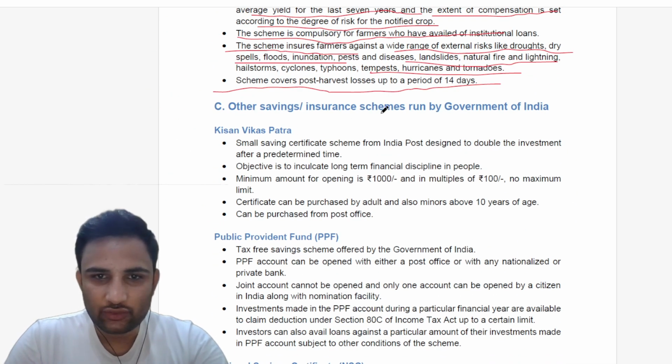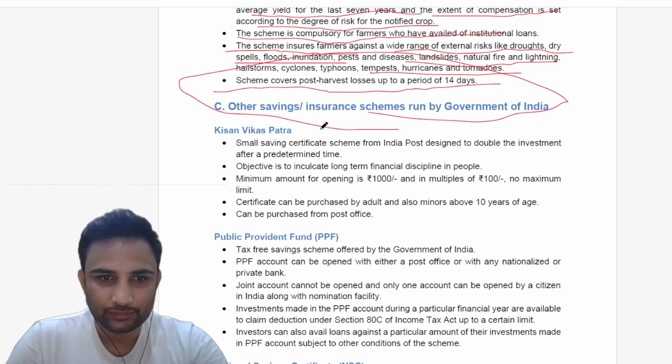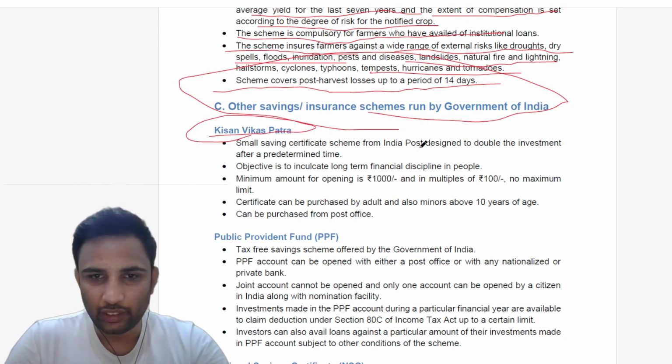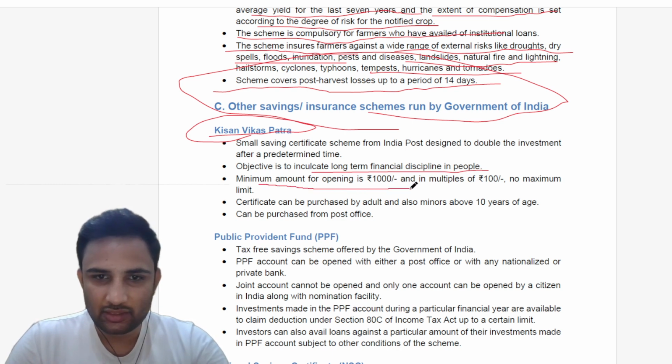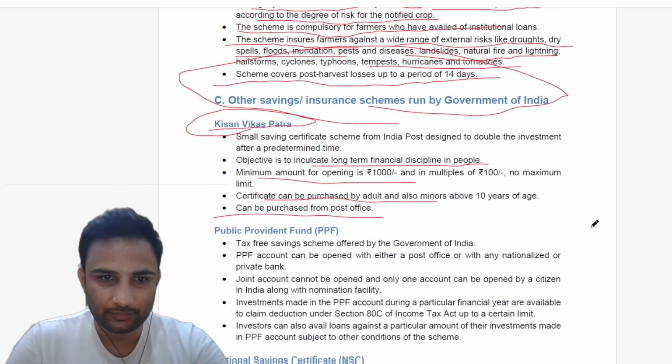Other saving or insurance schemes run by Government of India. First one is Kisan Vikas Patra. Kisan Vikas Patra is a small savings certificate scheme from India Post designated to double the investment after a predetermined time. Objective is to inculcate long-term financial discipline in people. The minimum amount for opening is 1000 rupees and in multiples of 100 rupees. No maximum limit. Certificate can be purchased by adult and also minors above 10 years of age, and it can be purchased from any post office.